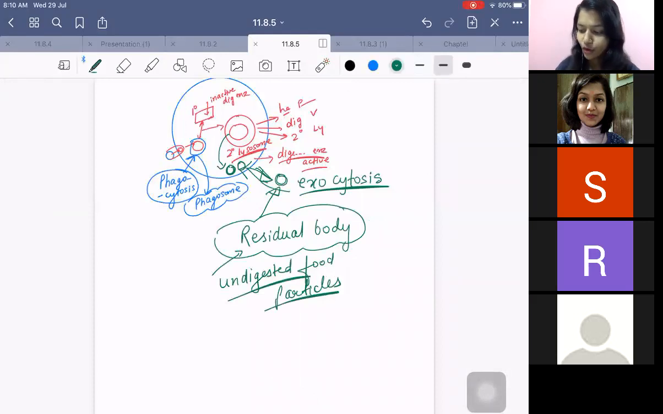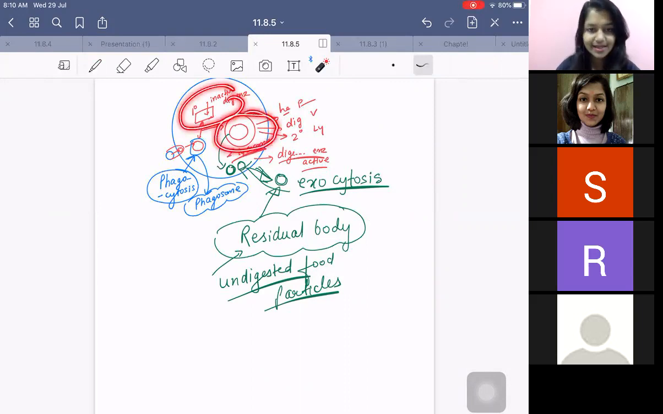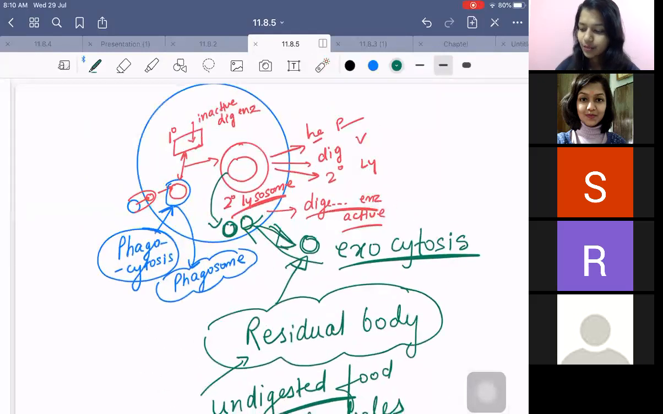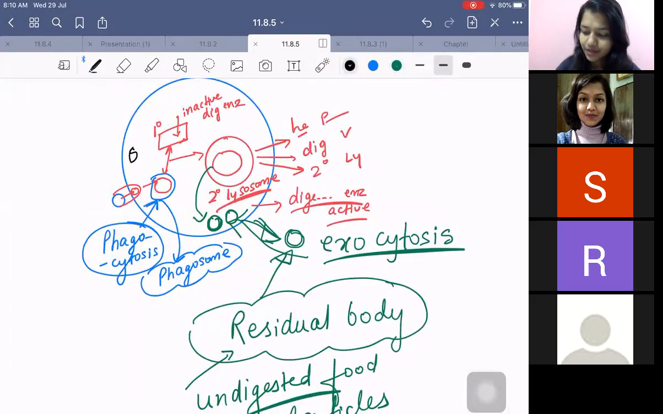So this was the first one, primary. This is the second one, secondary. This is the residual body. Now what if some organelle is not functioning, a dead organelle? Again, the primary lysosome has digestive enzyme, right? Many primary lysosomes will come and cover it. Because the primary lysosome has digestive enzyme, it will degrade it.